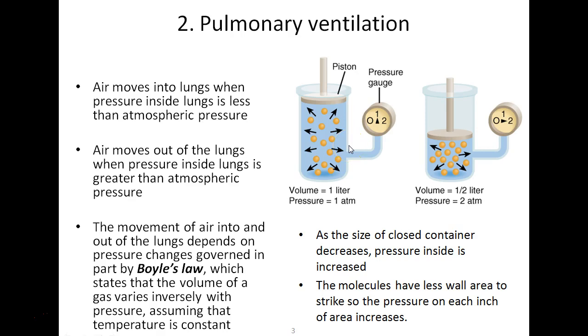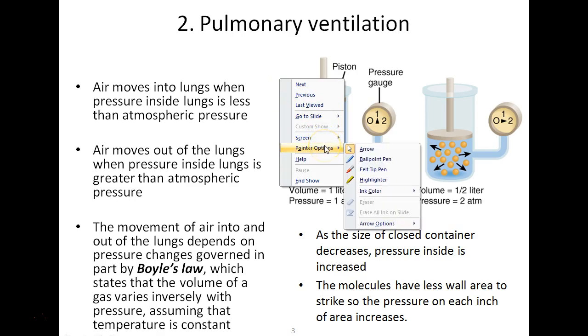And that leads to Boyle's law. Boyle's law relates to the movement of air in and out of the lungs. So movement in and out of the lungs is controlled by Boyle's law. And Boyle's law states that the volume of a gas varies inversely with pressure. This is all assuming that the temperature is constant, because temperature affects this as well.